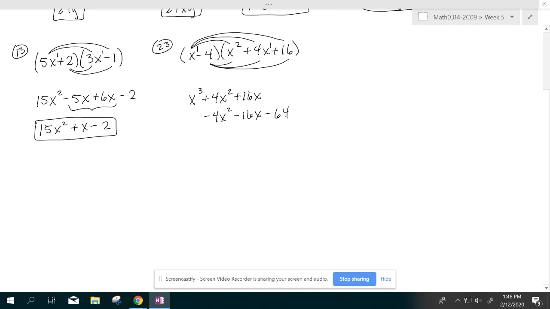I don't know. That's why God made calculators, okay? 16 times 4. 64. And if you use the stacking technique, it makes it a lot easier to combine your like terms. So we can see the 4x squareds cancel, the 16x's cancel. And we end up with a binomial.